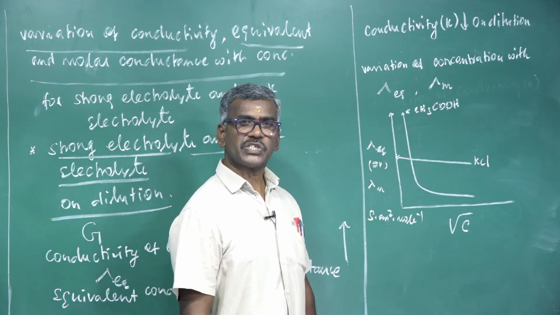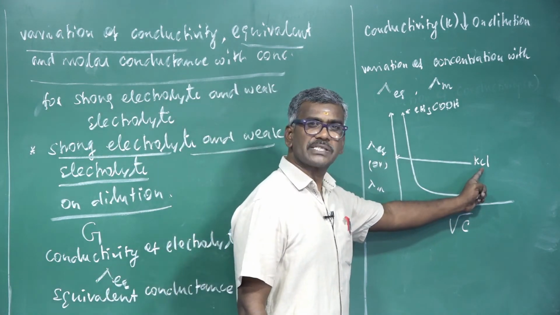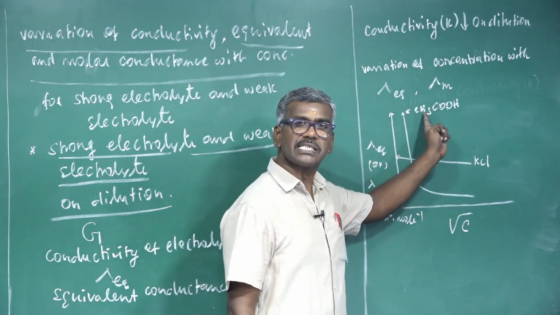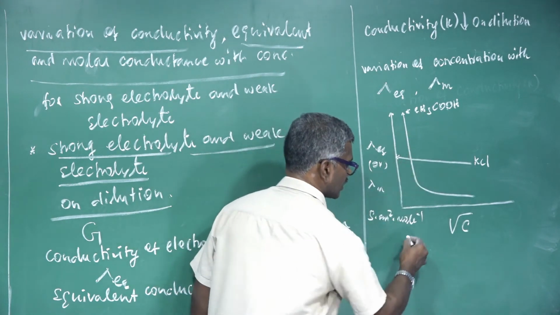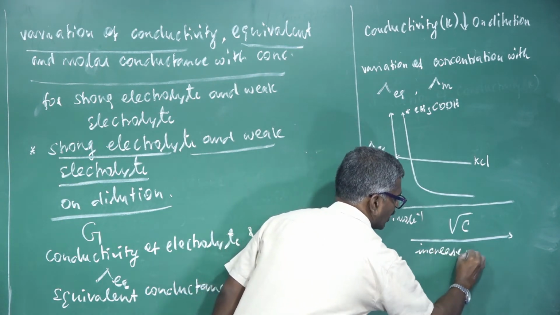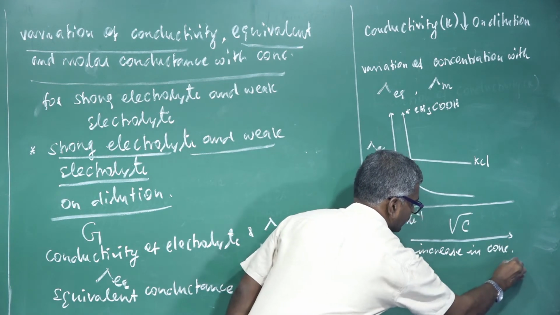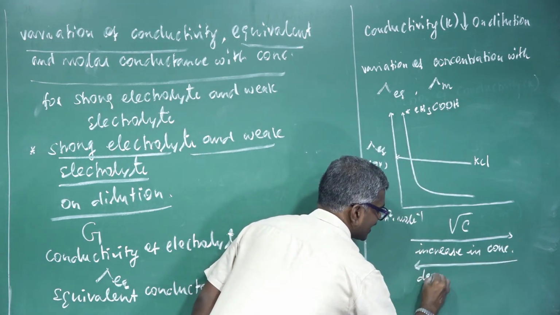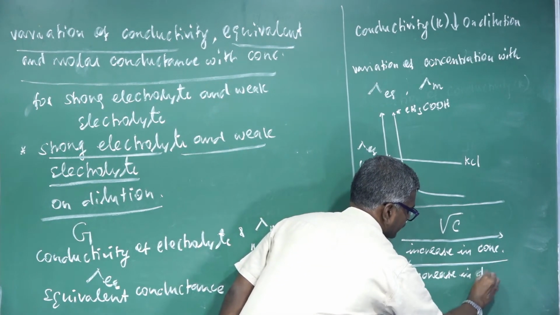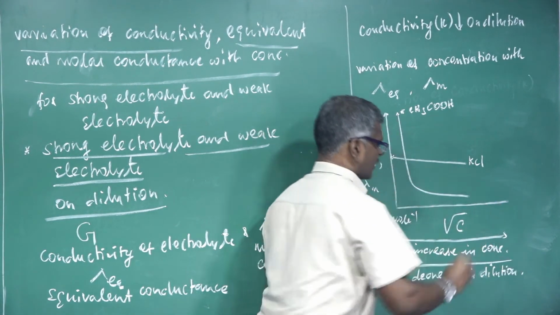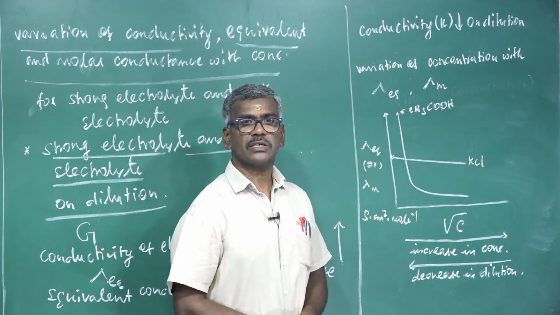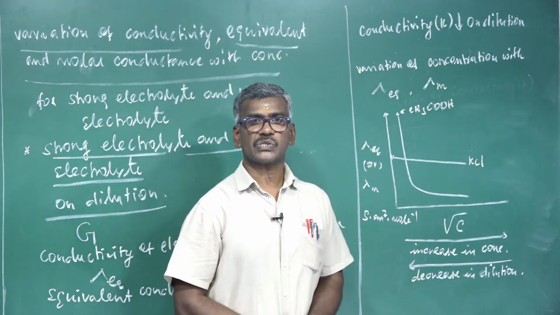The best example of a strong electrolyte is KCl. The best example of a weak electrolyte is acetic acid. Here this increases in concentration and this one decreases on dilution. This is known as the variation of concentration with equivalent conductance and molar conductance.